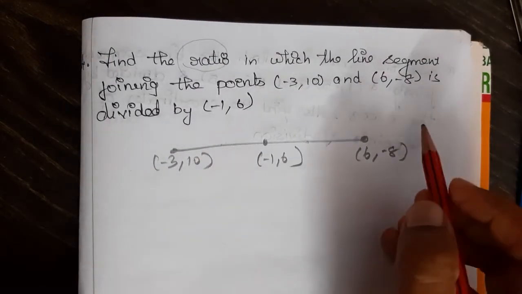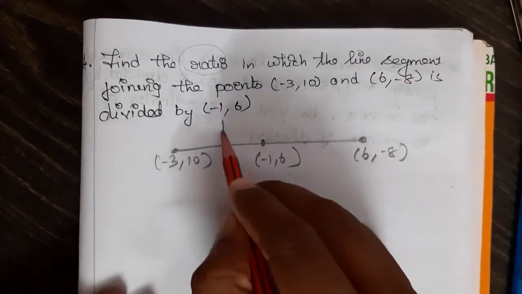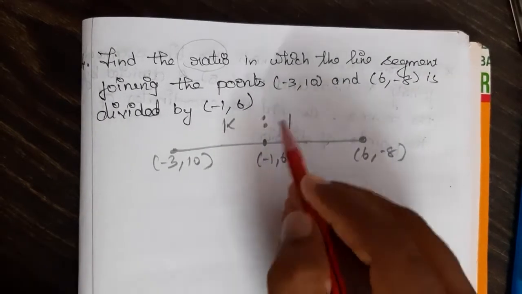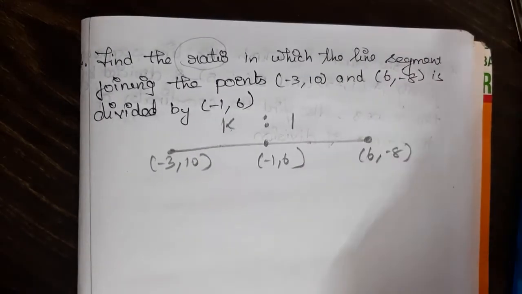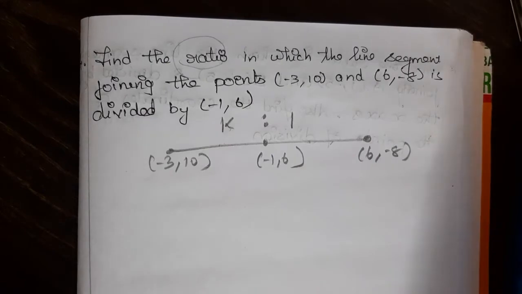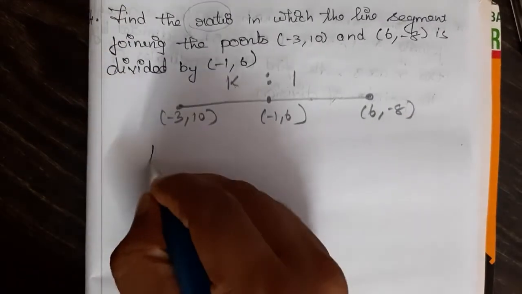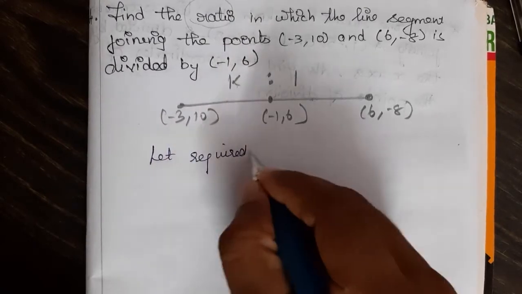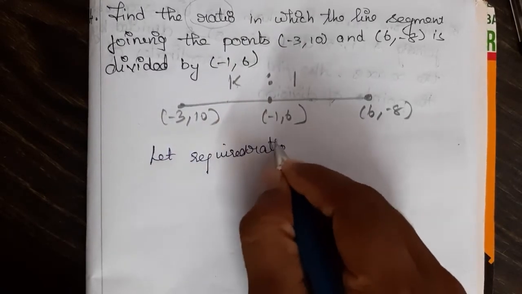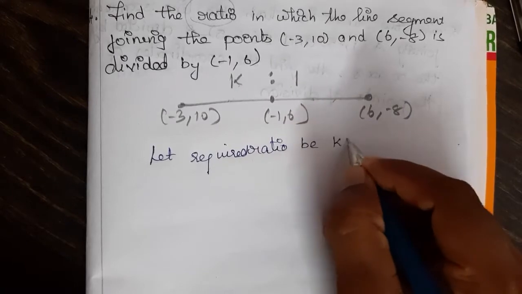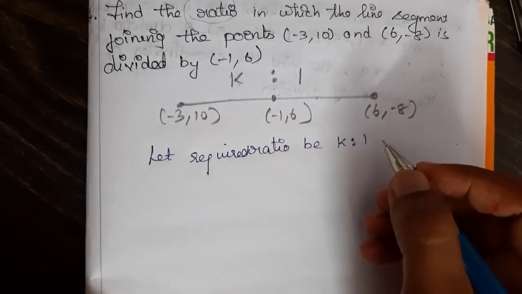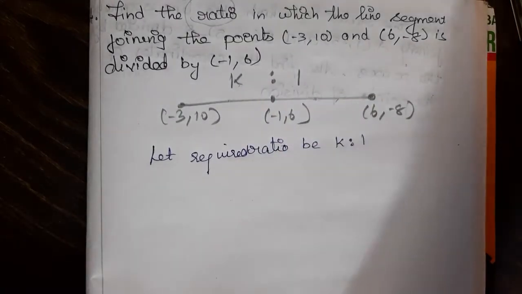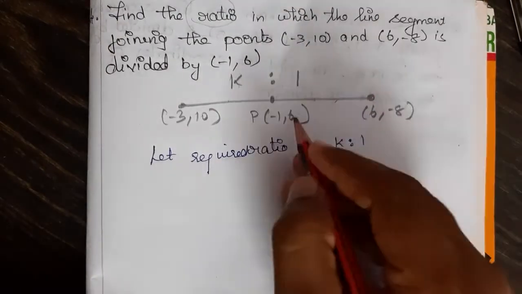So in the beginning we have seen for the unknown ratio, let me consider this as k:1. Then after finding the k value we can proceed, right? So let the required ratio be k:1. So let me consider this point, and P of (x, y) will be equal to that formula, right?